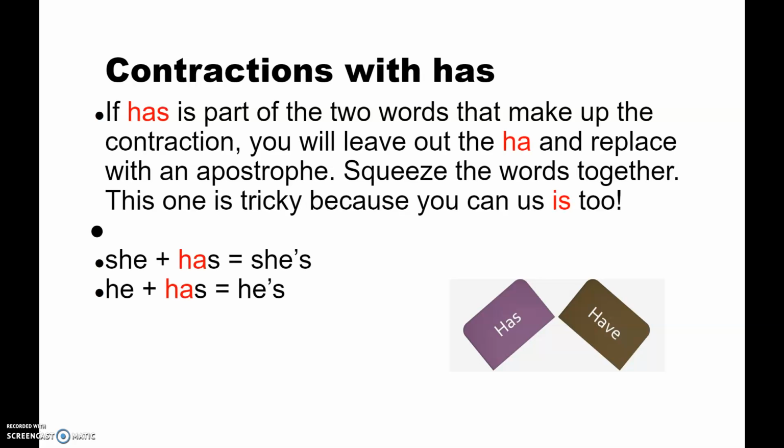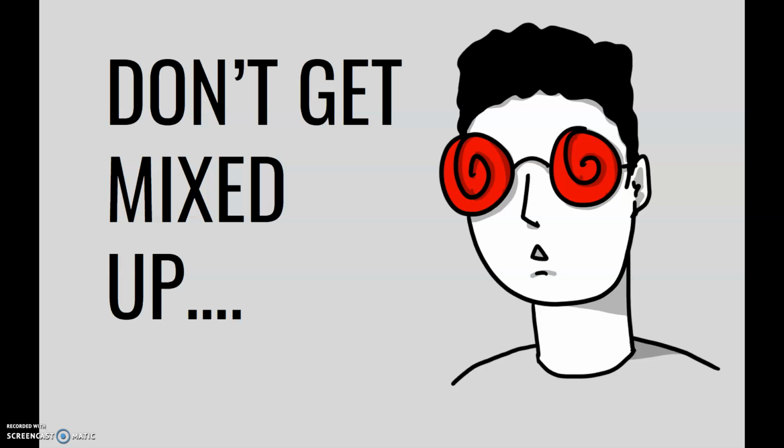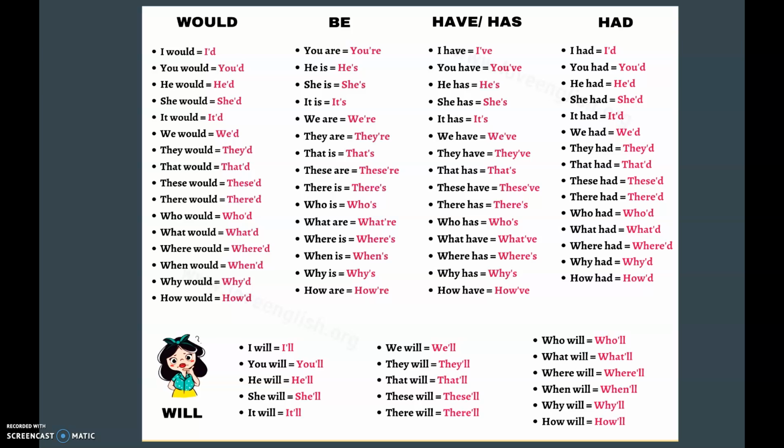Okay? As mentioned, there are over 70 contractions in the English language. So we don't have time to go through them all, I'm afraid. But I think this will give you a good understanding of how they work. And on the page here are all the contractions that I am aware of. There may be more, but I think this is most of them. Would, verb to be, have, has, had, and will.